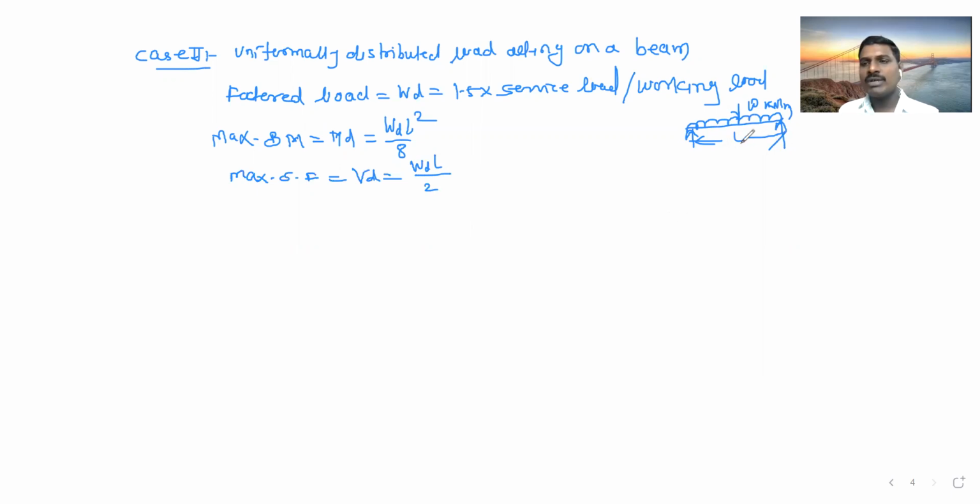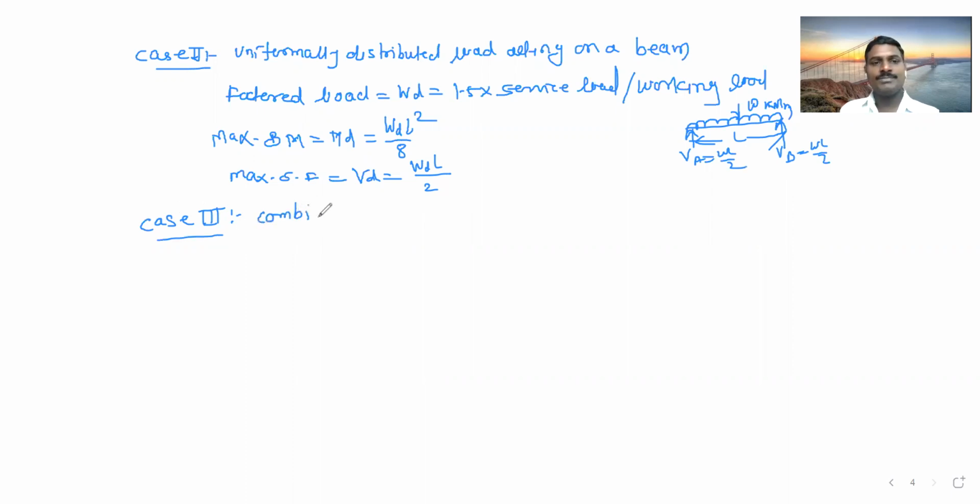UDL चं point load convert करायचं आपल्याला. So W into L is the force. It will act by 2 divided by 2 केलं की तो इथली आणि इथली रिएक्शन असेल V आणि VB. WL by 2. Sorry, WL by 2. Okay, so this is for case 2, and now remaining case is case 3.